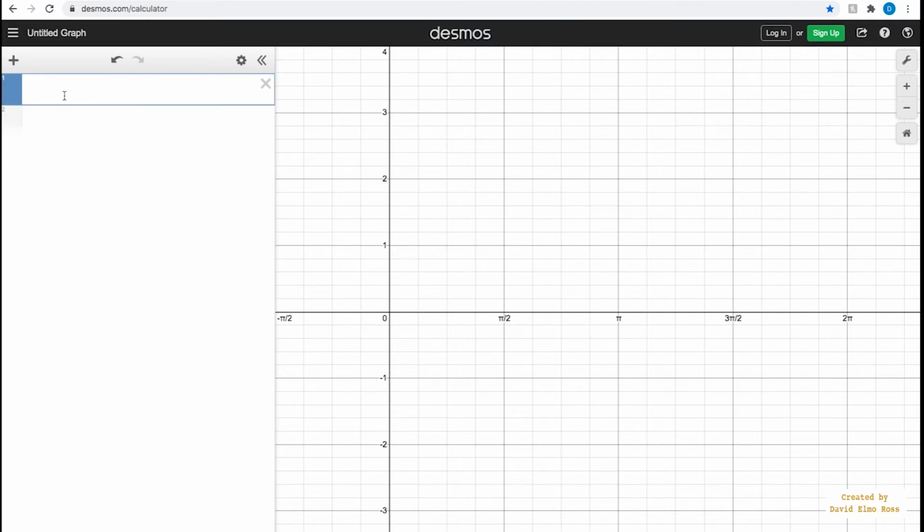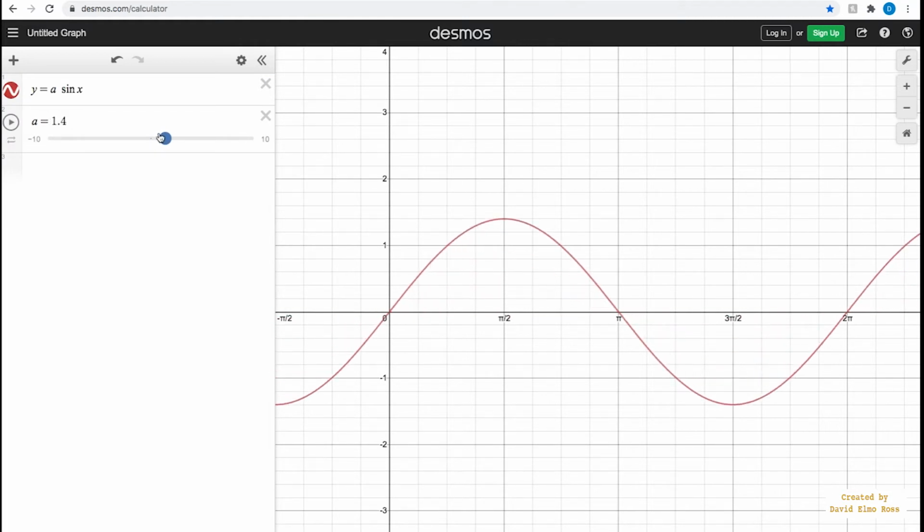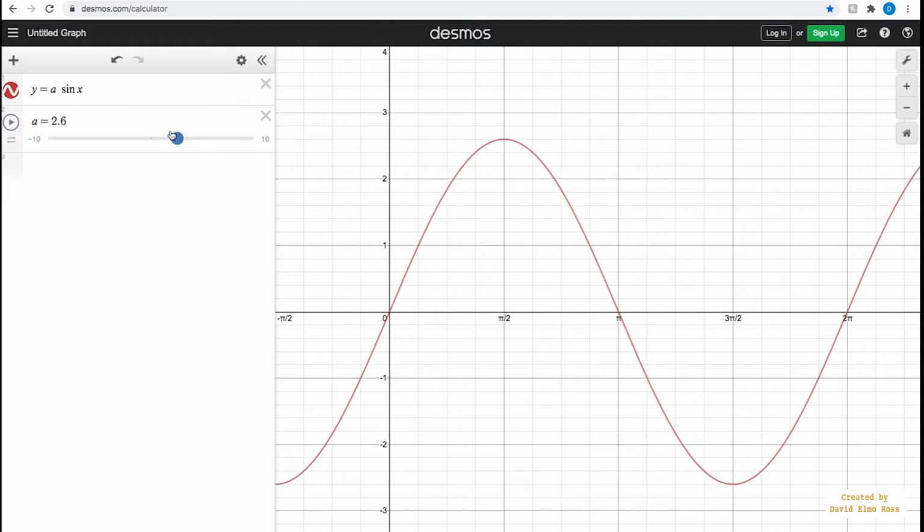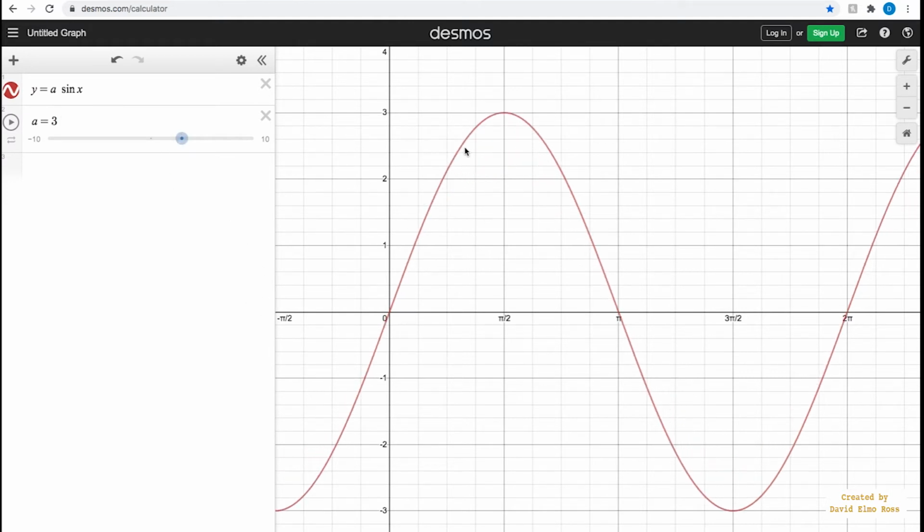But what we want to do now is say y equals a sine x. Now notice it's got a slider here, so we can click on that and then we can see what's going to happen as we move our slider. So if we go all the way up to 3, this is exactly what we've got for the function that was given previously, y equals 3 sine x, and it's going to go over our 2 pi here. And we can see that changing the amplitude changes the value from here to here. Again, the peak value is double that.